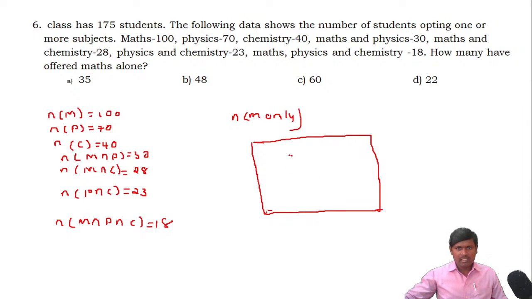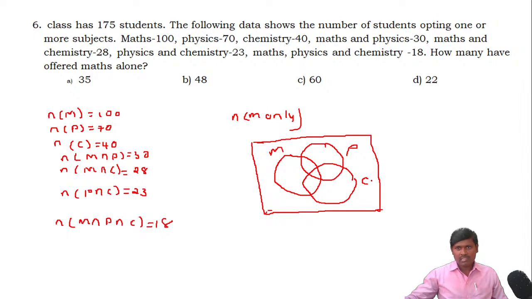So suppose this is M, and this one is physics, and this one is chemistry. See here, this region, where I am showing the pointer, is the students opting maths and physics. Similarly, this region is opting physics and chemistry, and this region shows the students opting maths and chemistry. This region is physics, chemistry and mathematics, all three.